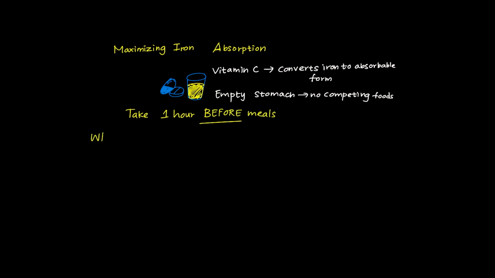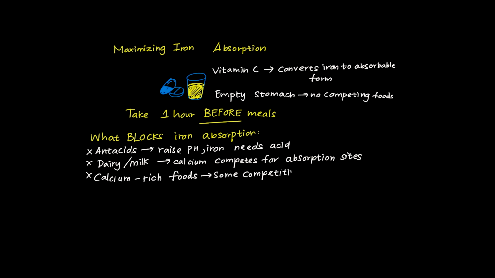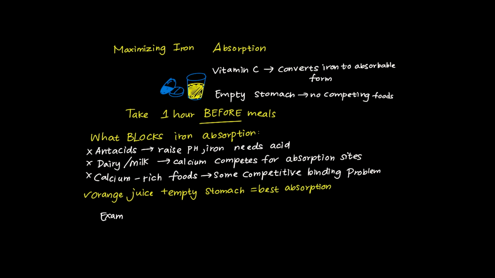Now look at what kills iron absorption. Antacids raise the gastric pH, and iron needs an acidic environment to dissolve properly. Antacids directly sabotage that. Dairy products contain calcium, which competes with iron at the absorption sites in the intestinal lining. A glass of milk with your iron supplement means the calcium grabs the transport spots iron needs. Calcium-rich foods do the same thing. Competitive binding. Here's a WGU D454 OA exam tip for you.